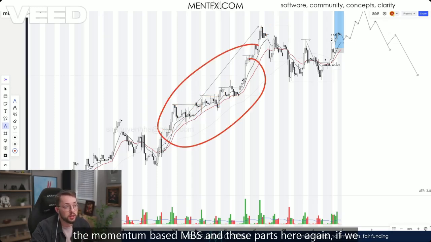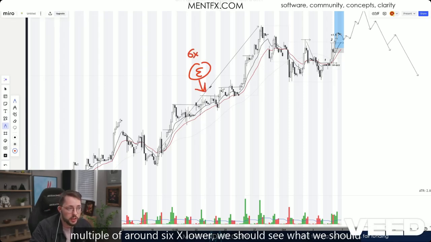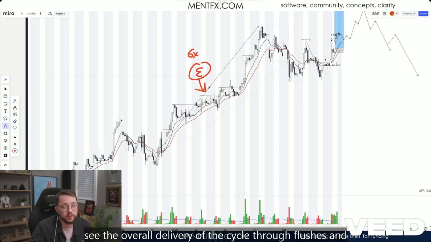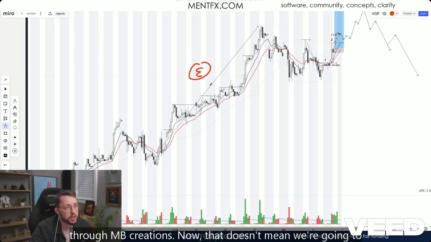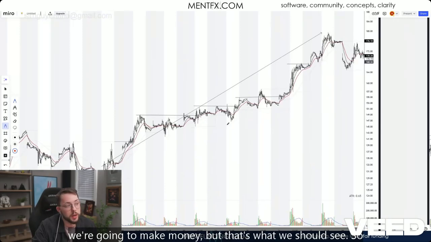And these parts here, again, if we zoomed in on the entry time frame, if we step down a multiple of around 6x lower, we should see what? We should see the overall delivery of the cycle through flushes and through MB creations. Now, that doesn't mean we're going to get entries, but that's what we should see. And it doesn't mean we're going to make money, but that's what we should see.